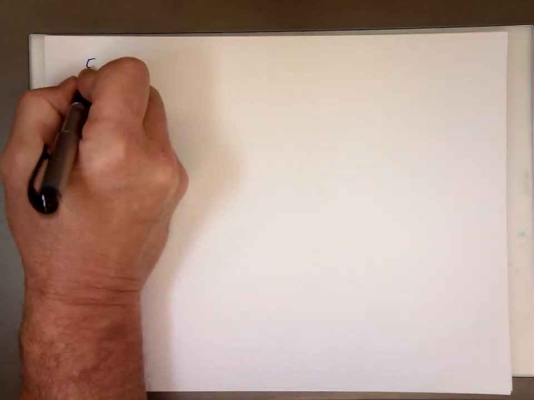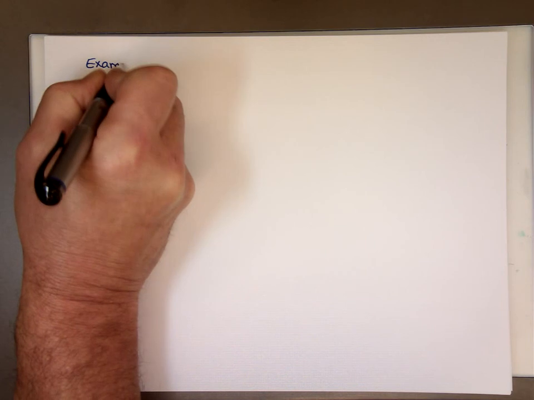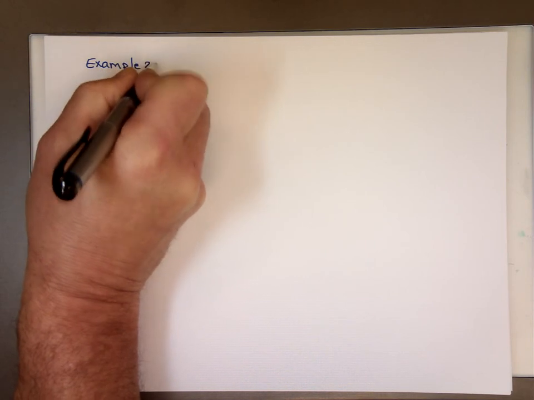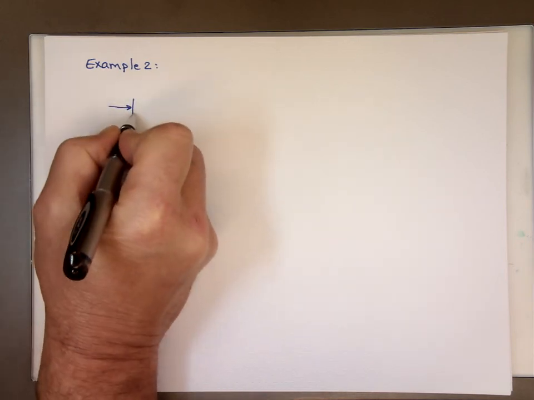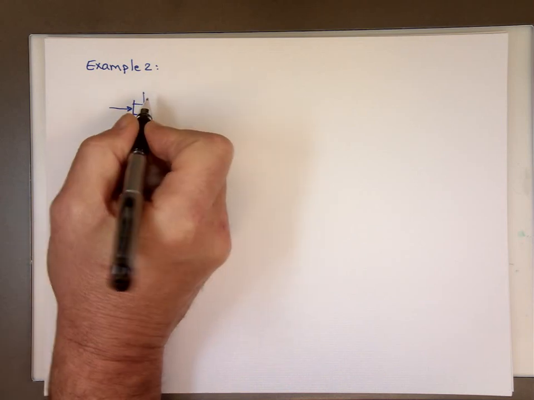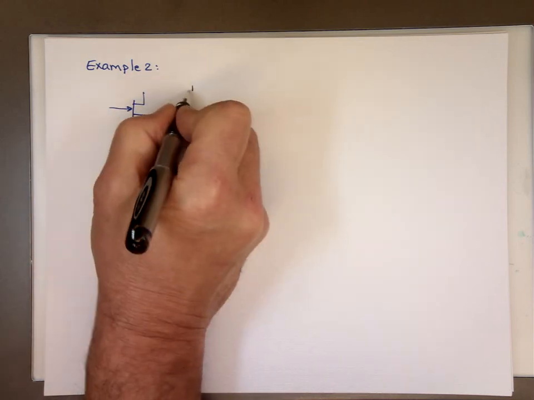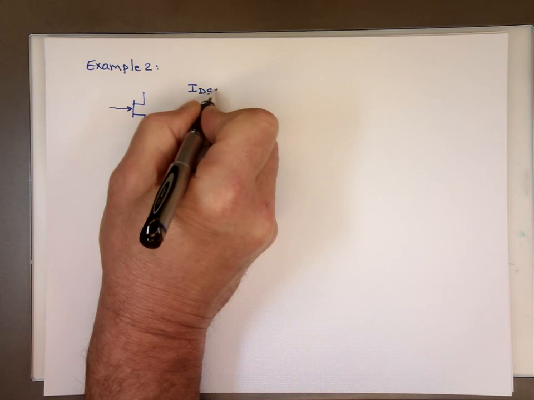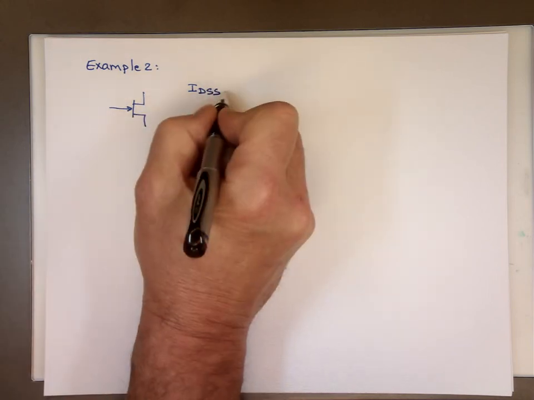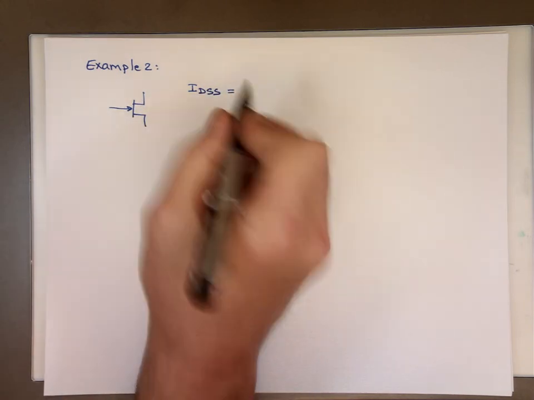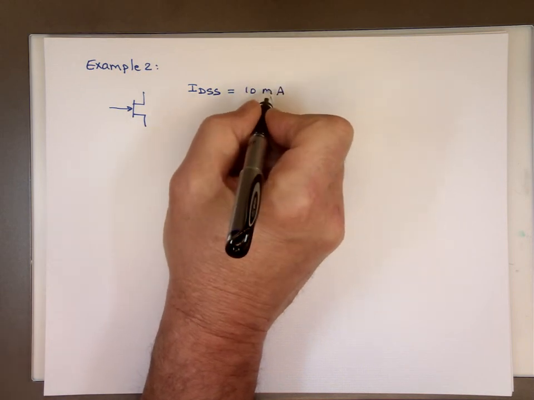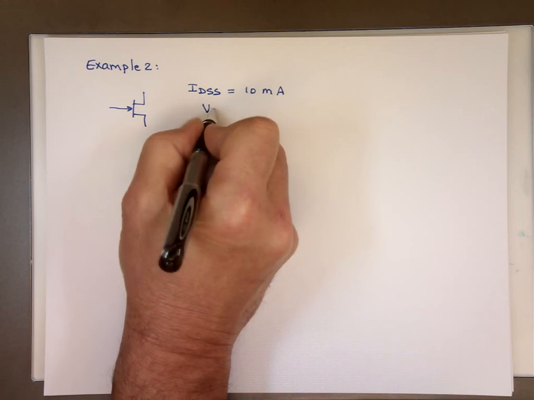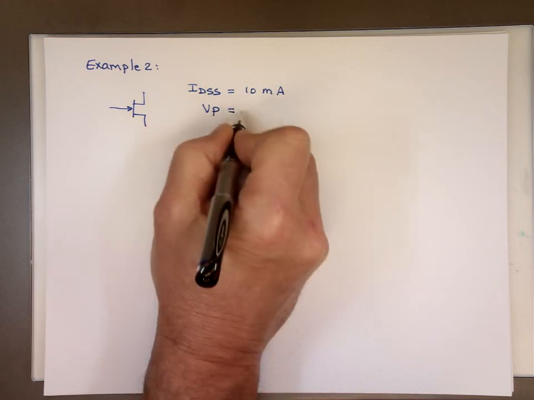Let's try another example here. Example 2. In the last video, we dealt with a JFET that I said, let's assume this JFET has IDSS, that's the maximum current going through the drain, the short circuit here, equal to 10 milliamp. And the pinch-off voltage, VP, 4 volts.